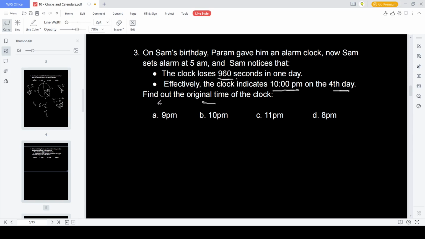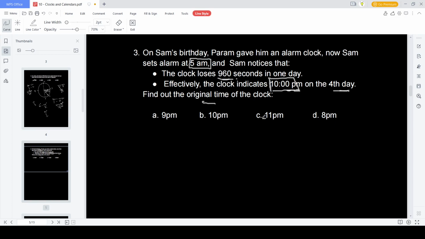What does this question mean? Now he got a new alarm clock as a gift, and at 5 a.m. he set the time to 5, at 5 a.m. itself. So there was no lag. But every day 960 seconds were lost. That means it is slow. So the clock is 960 seconds slow per day, and effectively he reads the time as 10 p.m. on the fourth day. What is the actual time is the question. Obviously we know it will be something more than that because the clock is slower. By that logic itself, we could have simply marked 11 p.m.